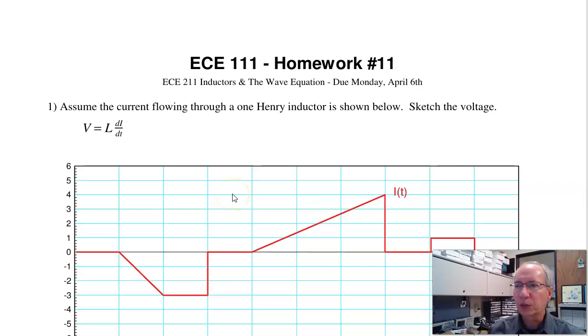Here are solutions to homework set number 11 for ECE 111, Intro to ECE. This homework set looks at inductors and the wave equation.